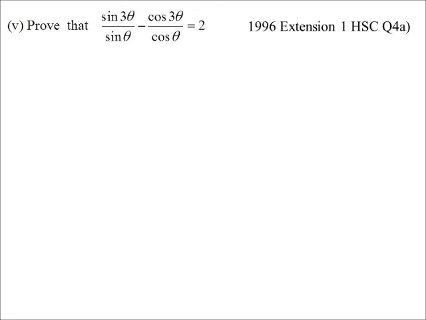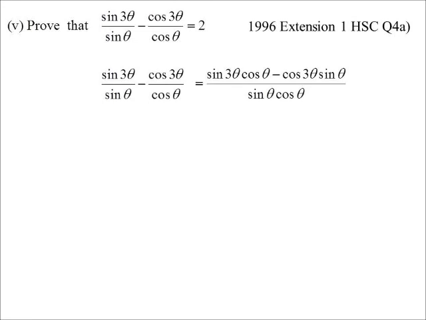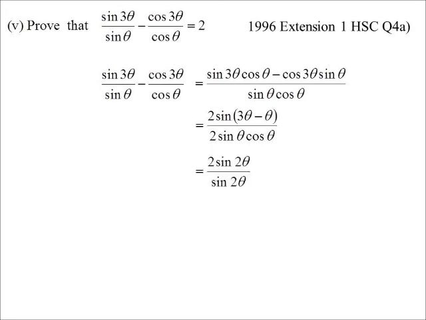Here's the left-hand side. If I just turn that into an algebraic fraction, the denominator is sine theta, cos theta. The top becomes sine 3 theta, cos theta, minus cos 3 theta, sine theta. But look at the pattern. Sine, cos, cos, sine. So I can rewrite the top as sine of 3 theta minus theta. And I've also then multiplied top and bottom by 2 as well. And look what happens. The bottom, 2 sine theta, cos theta, is sine 2 theta, and 3 theta minus theta is 2 theta. So we get 2 sine 2 theta on sine 2 theta, which is 2.